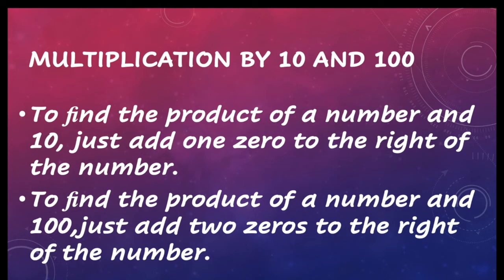Last property, multiplication by 10 and 100. To find the product of a number and 10, just add 1 zero to the right of the number. Then to find the product of a number and 100, just add 2 zeros to the number. So when a number is multiplied by 10, you just add 1 zero to the number. If any number is multiplied by 100, you need to just add 2 zeros along with the number, which becomes the product.